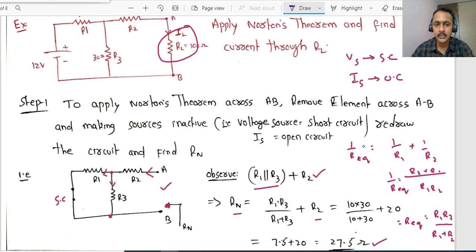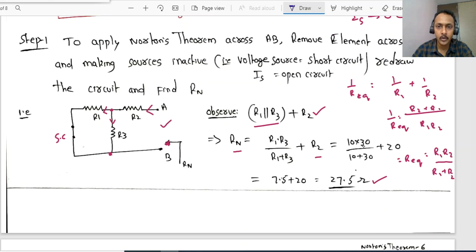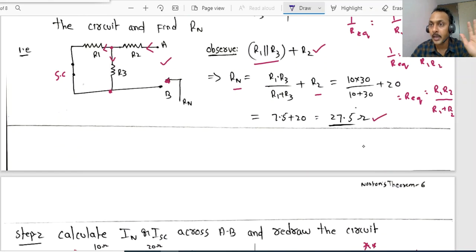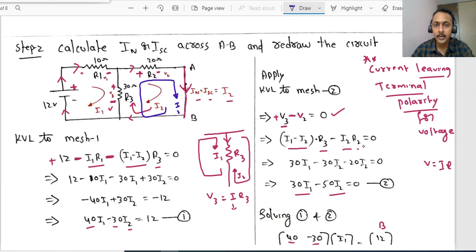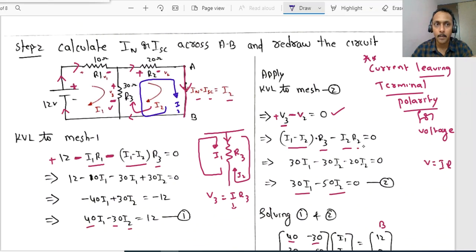Now, finding the resistance: if there is a voltage source, short circuit it; a current source, open circuit it; redraw the circuit. Look into the circuit. On looking at that, you will get some idea which resistors are in series and which are in parallel. Half of your problem will get completed by just calculating the equivalent resistance. This step we can easily do. After that, across which you are asked to apply the theorem, just remove that element, short circuit that, and calculate the current through that wire.